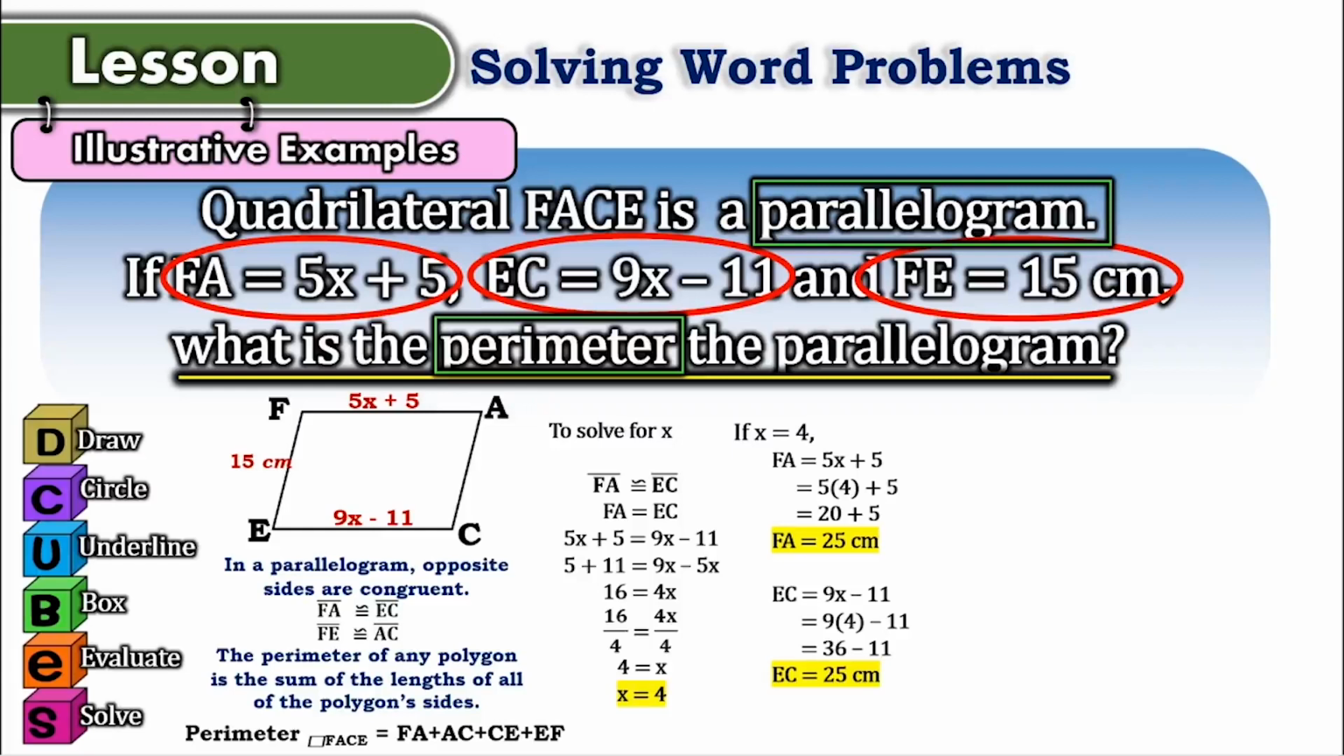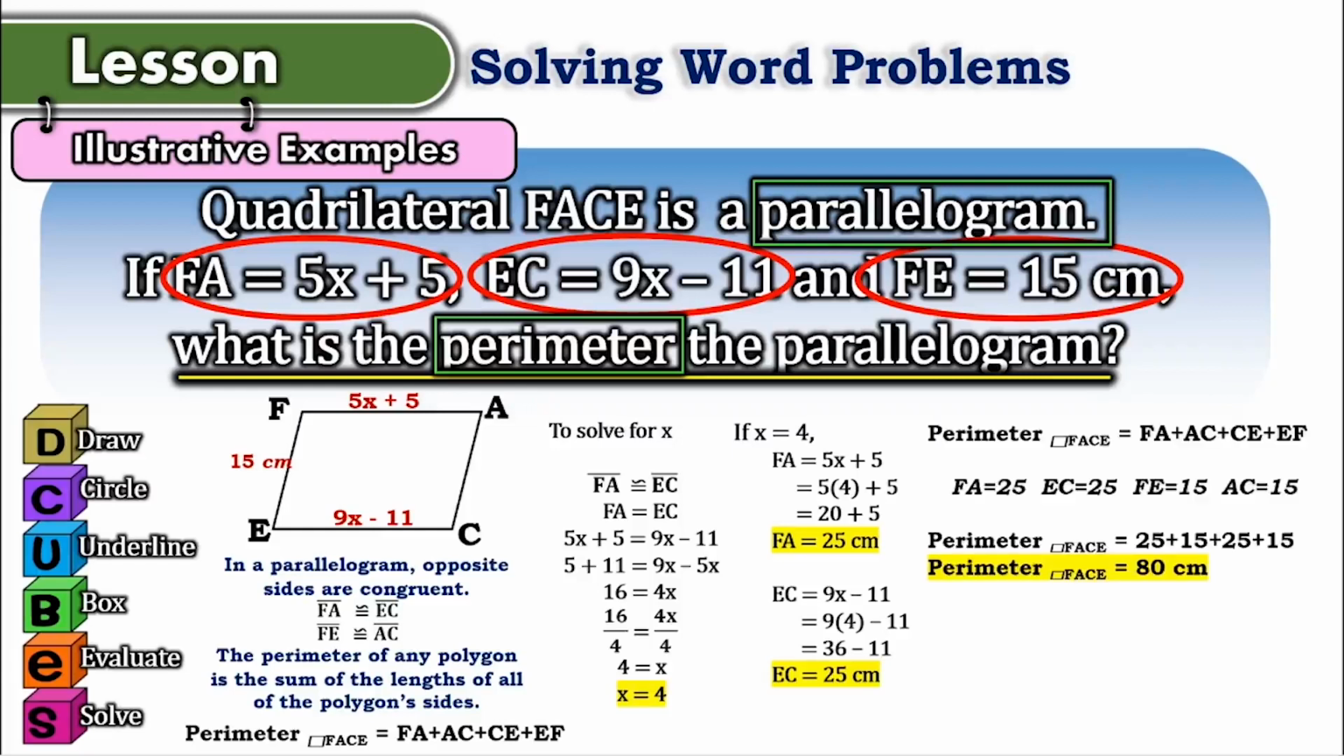To answer what is required in the problem, we will use the formula in finding the perimeter of a parallelogram. Perimeter is equal to FA plus AC plus CE plus EF, in which FA is equal to 25, EC is equal to 25, and since FE is equal to 15, then AC is also equal to 15. The final answer is 80 centimeters. Therefore, the perimeter of parallelogram FACE is 80 centimeters.